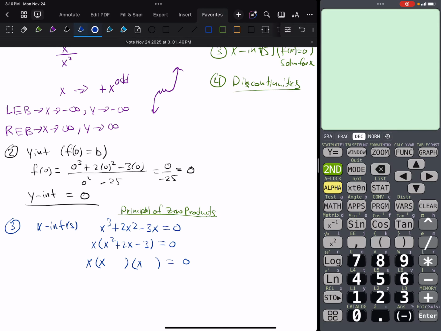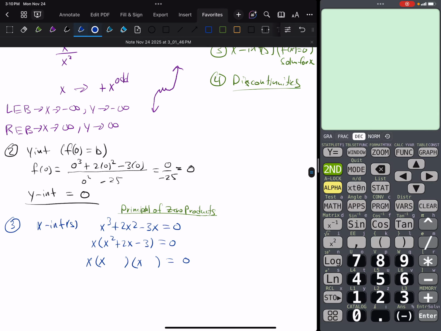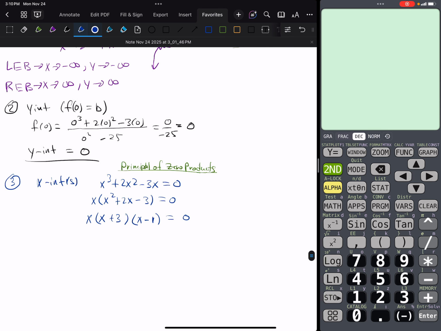Now I'm looking for two numbers that multiply to be my -3 and add to be my +2. And that sounds an awful lot like a 3 and a -1. Because 3 times -1 gives me -3, and 3 minus 1 gives me a +2. So that'll give me a +3 and a -1. And all of a sudden, I have one term here now with 3 factors, and that equals 0.